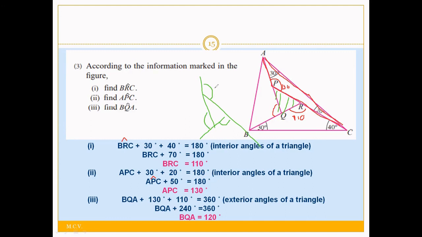You know that values. This angle is 130. Earlier you got in the previous part. This angle is 110. This one you have to find, BQA. So you can write the equation BQA plus 110 plus 130. Three exterior angles of the triangle, that is 360. The sum is 240, that is 360. When you subtract 240 from both sides, then BQA is 120.